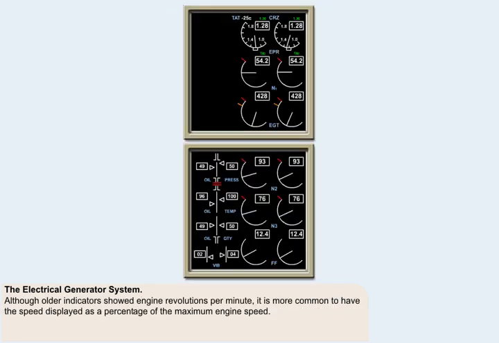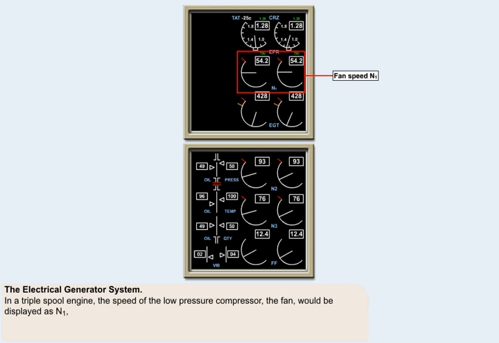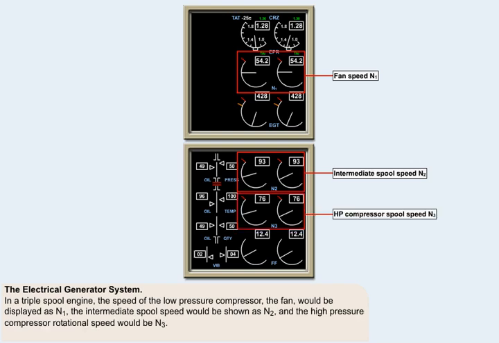In older aircraft, the indicator showed the actual revolutions per minute of the engine, but it's much more common to have the speed displayed as a percentage of the maximum engine speed. The speed of rotation of each of the spools is displayed. N is the SI symbol for rotational speed. Thus, in a triple spool engine, the speed of the low-pressure compressor, the fan, would be displayed as N1. The intermediate spool speed would be shown as N2, and the high-pressure compressor rotational speed would be N3.